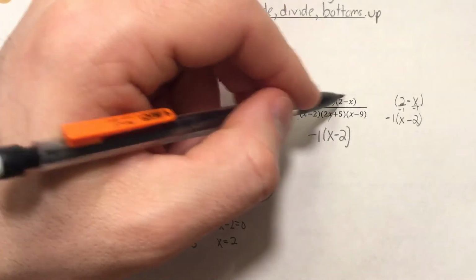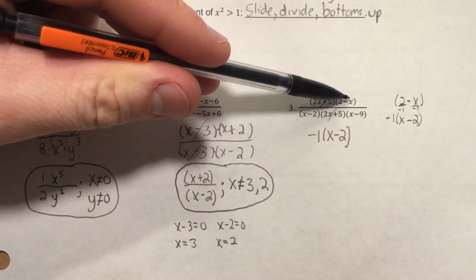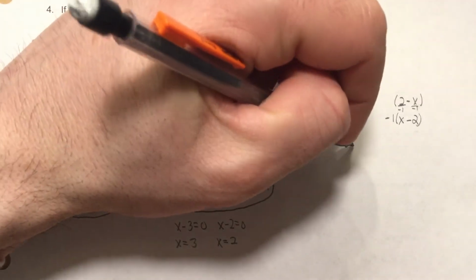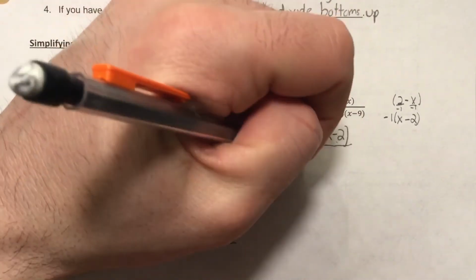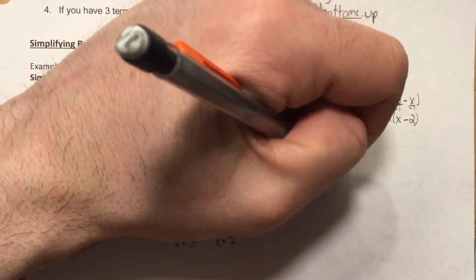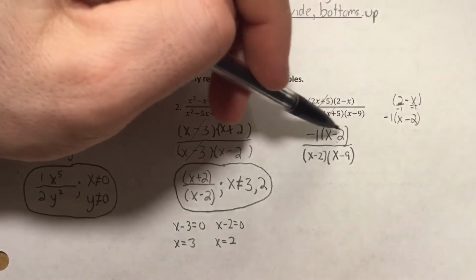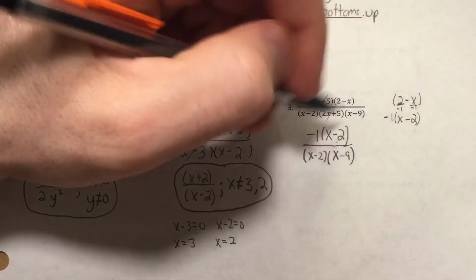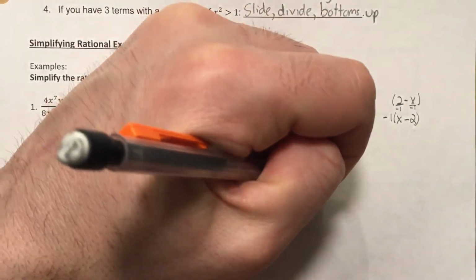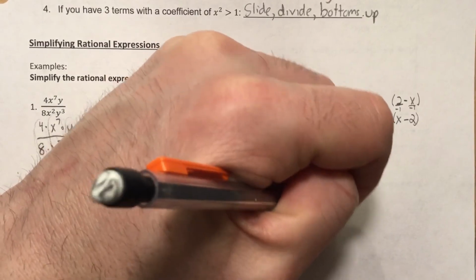And all I did was I factored out a GCF of -1 because I want my x to have a +1 in front, or a positive number at least. And now I have x minus 2, and I still have the x minus 9. Ooh, and look what we have here. An x minus 2 and an x minus 2 factor. We still have those cancel. And so I'm left with a -1 on top and an x minus 9 on the bottom.